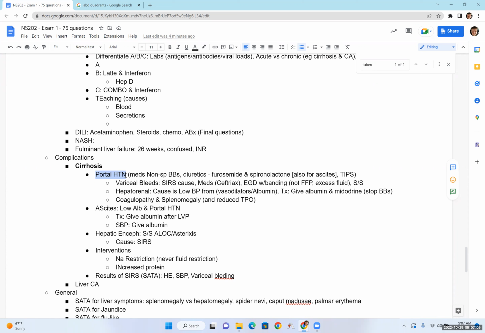Right? But if they start bleeding, what causes someone to start bleeding? An infection is what's doing it. So it's like, why am I giving antibiotics for cirrhosis? That makes no sense. It's because that's what caused the symptom.